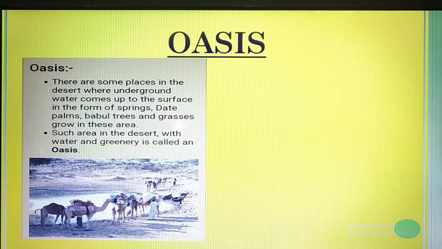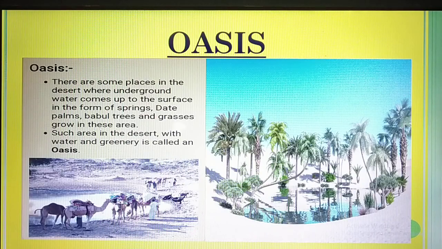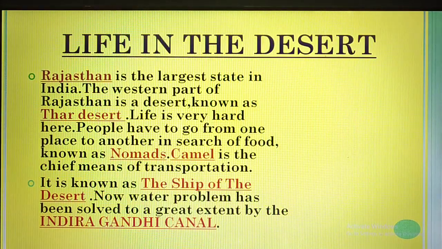Oasis. There are some places in the desert where underground water comes up to the surface in the form of springs. Date palms, babul trees, and grasses grow in these areas. Such areas in the desert with water and greenery are called an oasis.